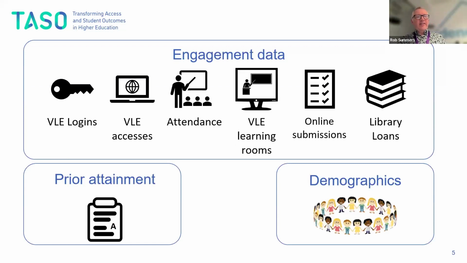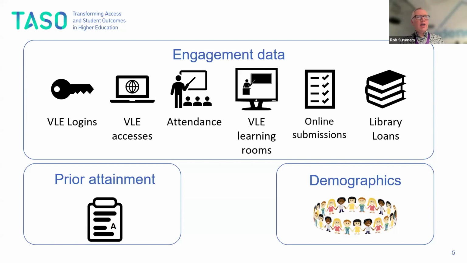So learner analytics systems collate student data when students interact with university systems or attend lectures. When students log in to their virtual learning environment, attend lectures and check in there, maybe make an online submission or check out library books, they create a digital footprint, and learner analytics systems collate all that data and sometimes also integrate it with prior attainment data and demographic data, although that's slightly less common.